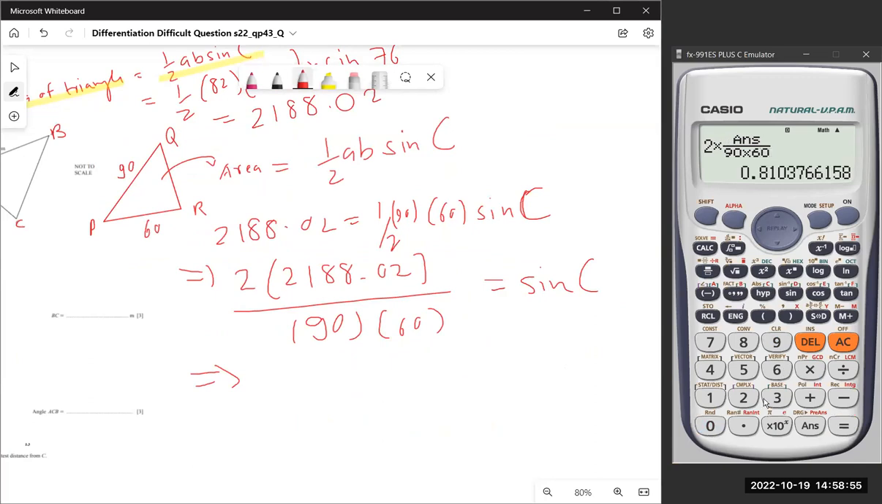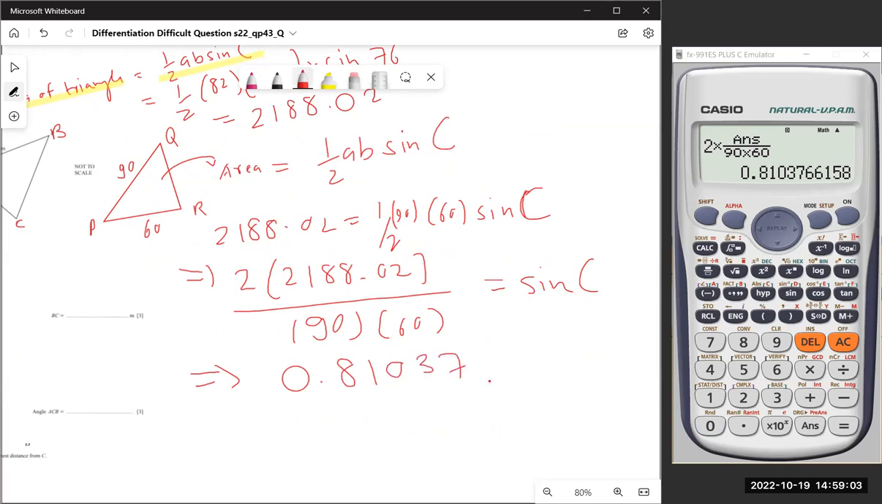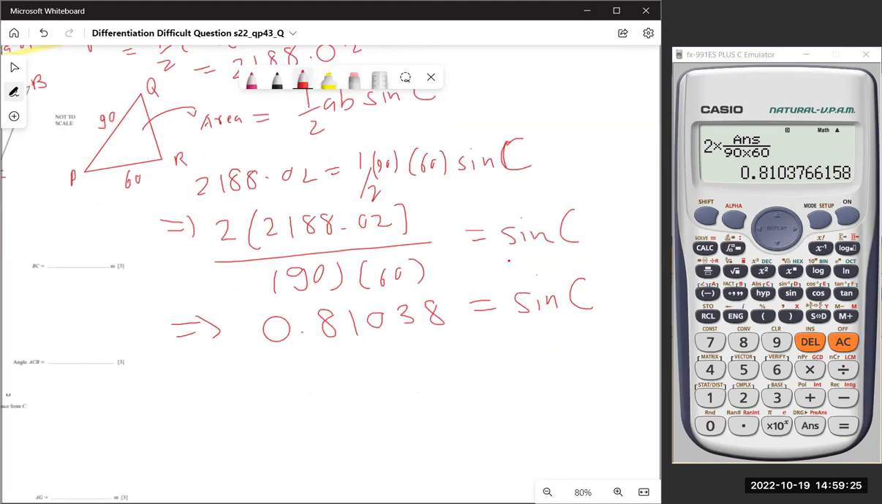So 90 into 60, right? So it's 3 significant figures, 0.810. That's correct, but this is not the final answer. We're in calculation right now, so you have to give 5 significant figures, or more values, as many as you want. When you give the final answer, that's when you do all the rounding.